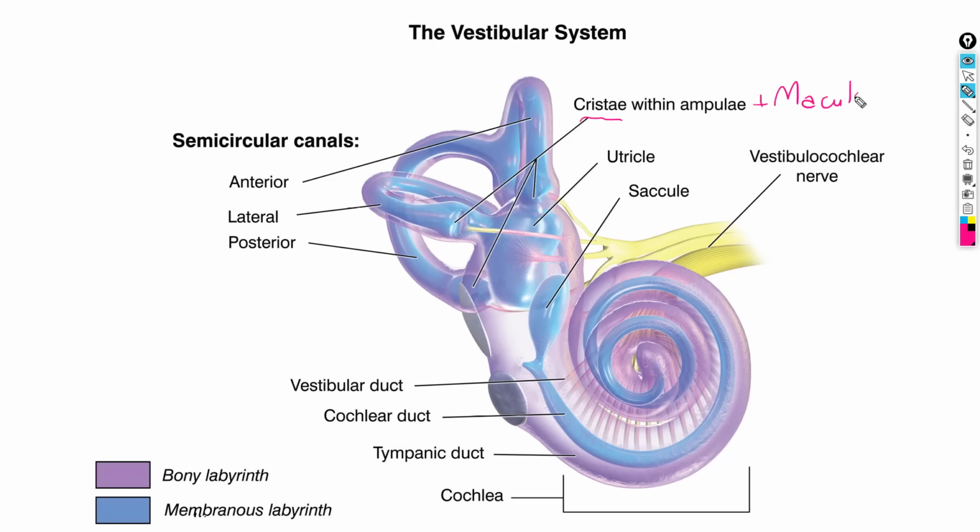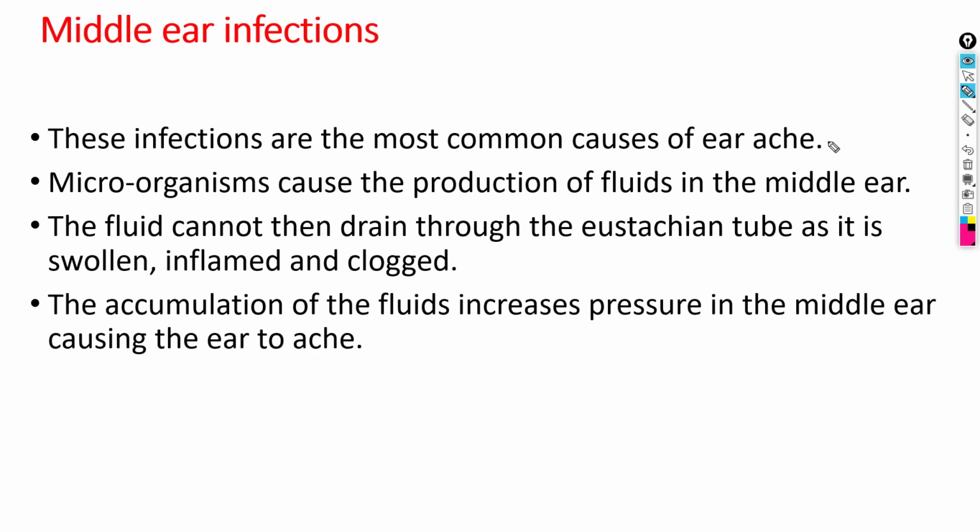Within the crista and macula, the stimuli are converted into impulses. These impulses are sent to the brain by the vestibular branch of the auditory nerve to the cerebellum for interpretation to restore balance. Now, there are some ear defects here, like middle ear infections.